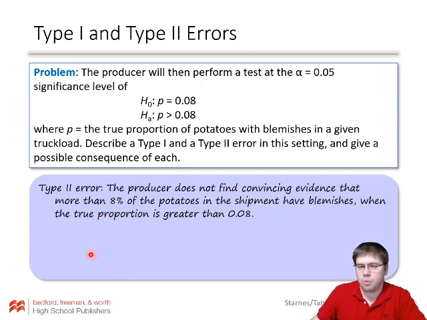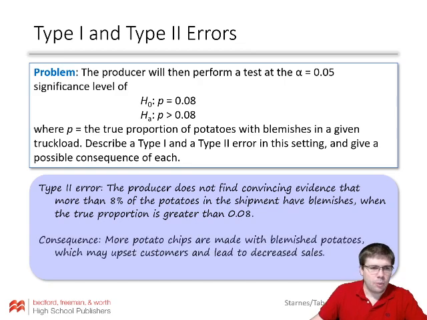So the consequence here is we actually got a bad batch, but we didn't realize it. We didn't find significant evidence of that. We happened to get too many good potatoes mixed in, even though really more than 8% of them are bad, so we didn't find convincing evidence. So more potato chips are made with blemished potatoes, which may upset customers and lead to decreased sales.